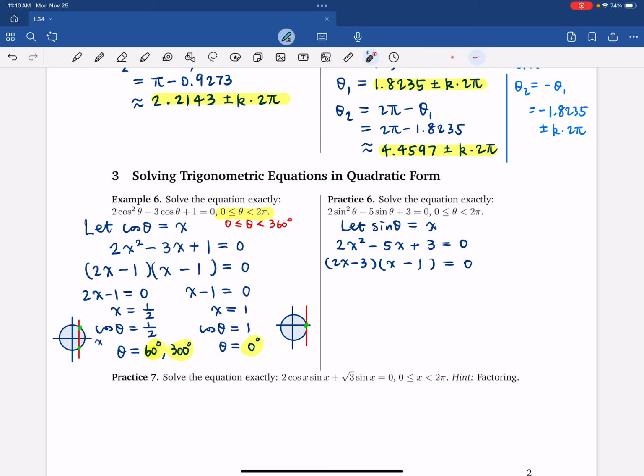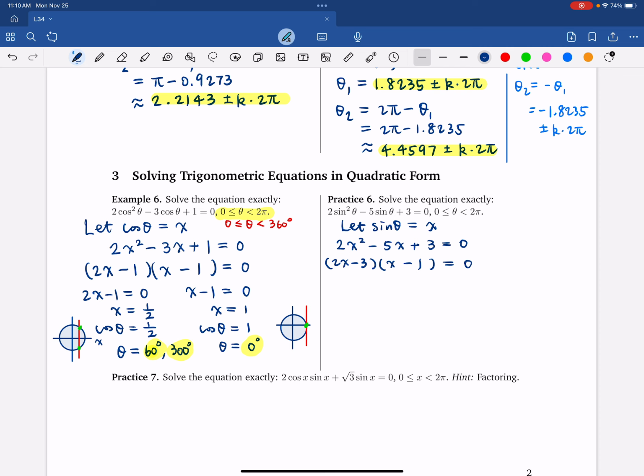Let's see if this works. I'm going to do a double chain. 2x times -1 is -2x. -3 times x is -3x. And if I add them, I get -5x, and that is what's in the middle. So this is the right way to factor it.